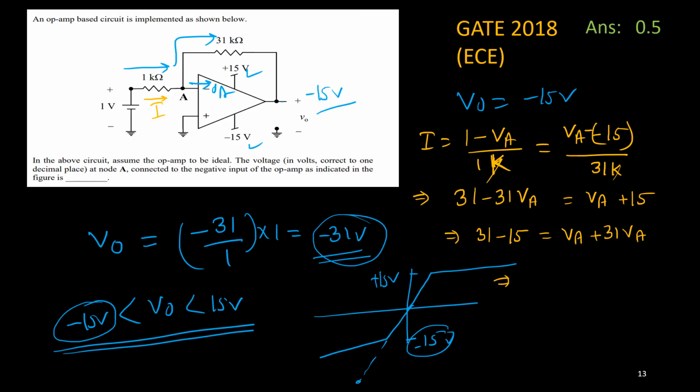So what will you get? 16 equals 32 VA. So VA equals 16 upon 32. This is 1, this is 2. So it is half. Half means 0.5 volt. So this is the correct answer, 0.5 volt. It's a simple problem. So only this concept you have to apply properly.